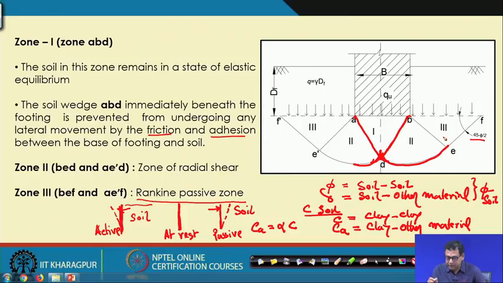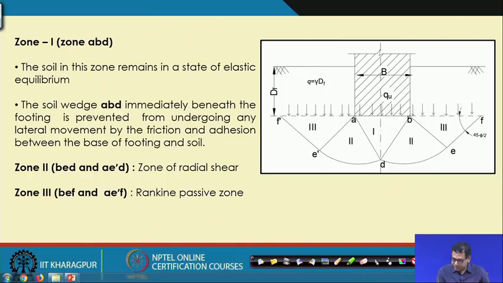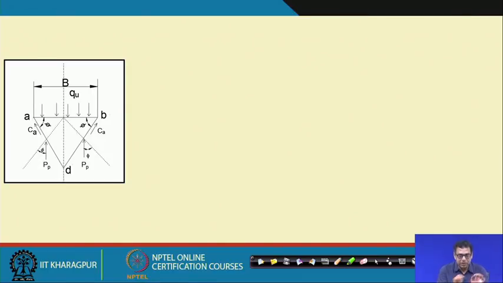Now, Terzaghi also assumes that the angle of this wedge, this angle, is phi. So, both the angles are phi, and this is a triangular wedge on which a passive force is acting. Okay. So, now if I want to derive the expression for this based on theory, if I take this wedge only, then what are the forces acting on this wedge?